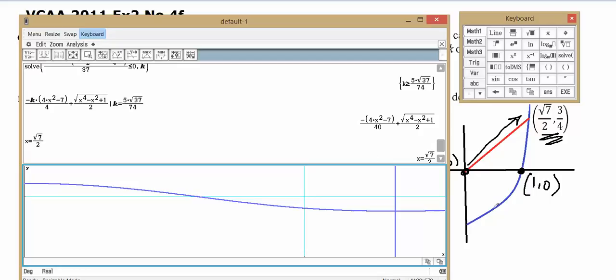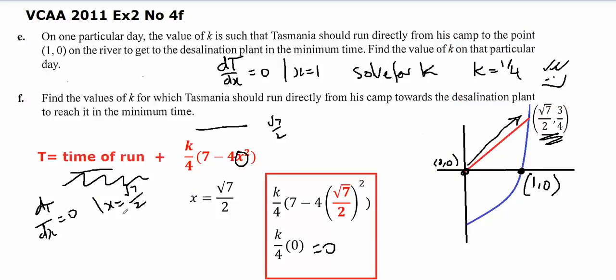Now, the question at hand isn't really a derivative equals 0 question, because it's asking for the minimum time. That's true. However, the minimum time will happen only once. It will happen when k equals that particular value. But what it's asking is, what are the other values of k that mean x equals √7/2 is the shortest time to do the run?